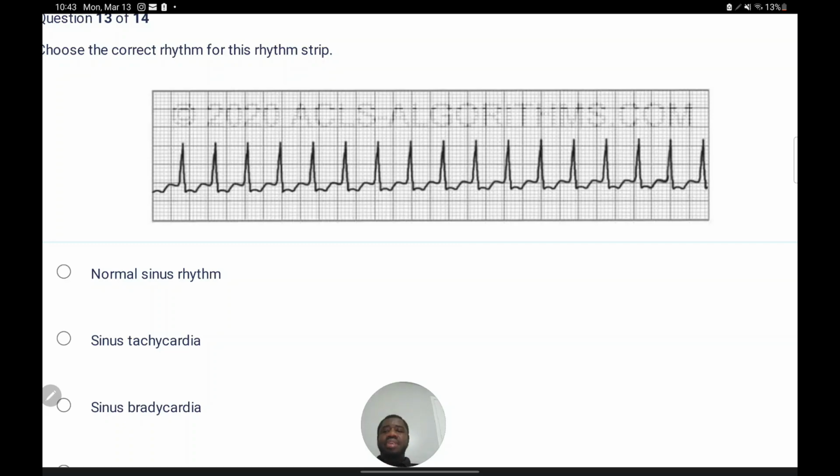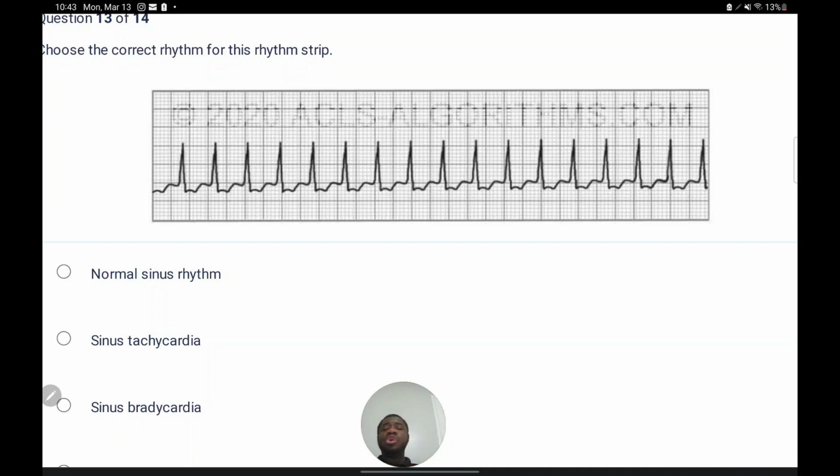What is the rate here? 1, 2, 3, 4, 5, 6, 7, 8, 9, 10, 11, 12, 13, 14, 15, 16, 17. 17 times 10, 170 beats per minute. Oh my God, 170 beats per minute.